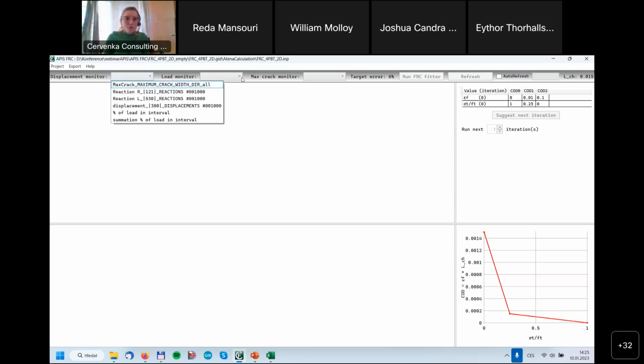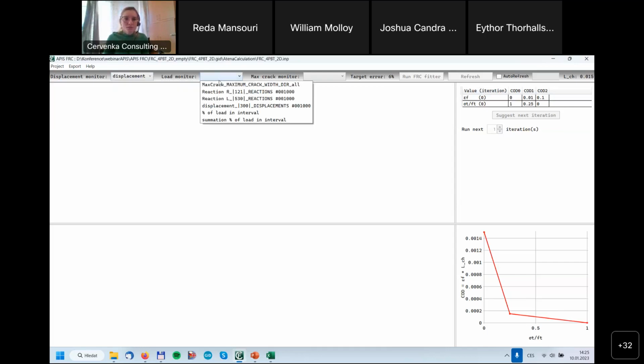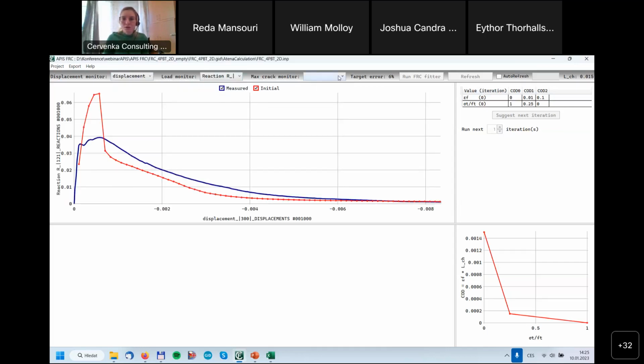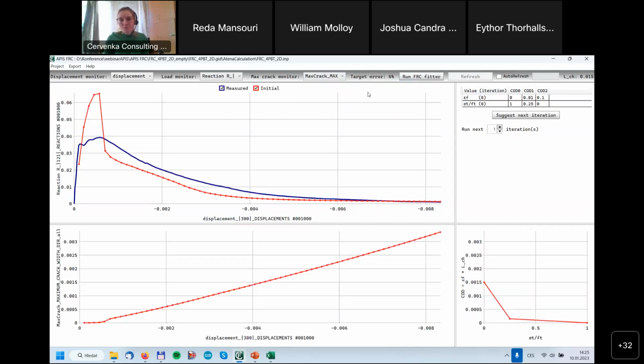So we have 3 combo boxes here, and we are selecting the respective monitors, the ones that we want. In each combo box, we have a selection of all the monitors that are in our model. For the displacement monitor, we choose the displacement. For the load monitor, the reaction. And for the max crack monitor, we choose max crack. Actually, all those monitors are named by you, so you will know what you are choosing when you are choosing it for the optimization.